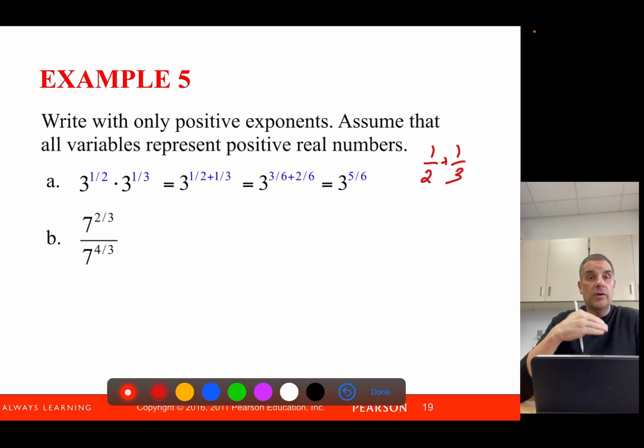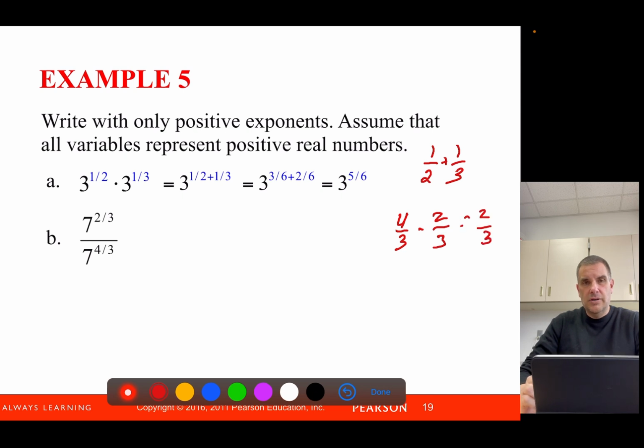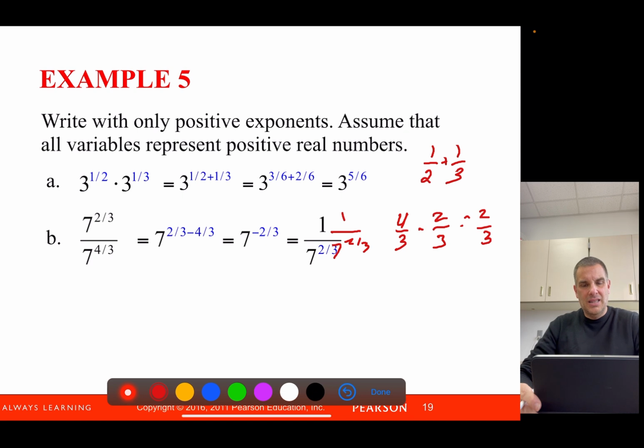But 4/3 is bigger than 2/3. So I'm going to go 4/3 minus 2/3. And when you do that, you get 2/3. And since that was in the denominator, this is going to be 1/7 to the 2/3. And that's fine, just leaving it just like that. Now, my guess is they'll subtract them. They get negative, and they just do 2/3 minus 4/3, which is negative 2/3, and then they just move it to the denominator. It's the same thing we did.